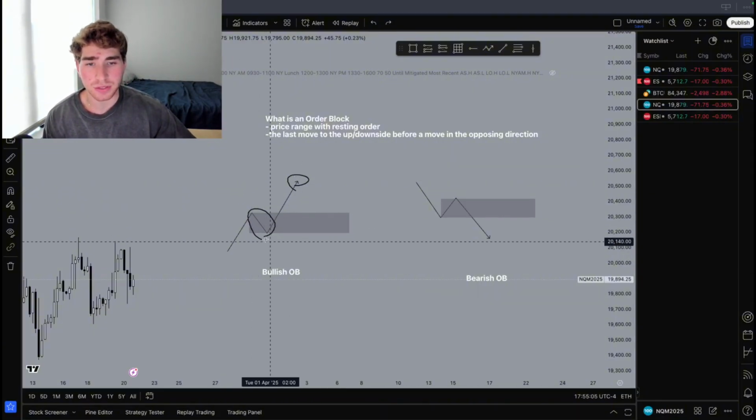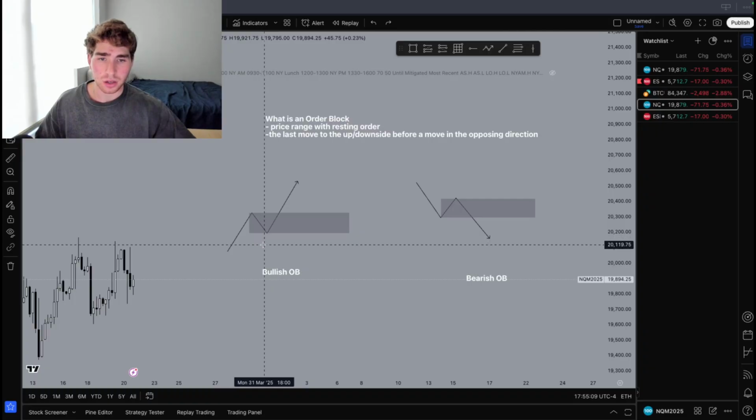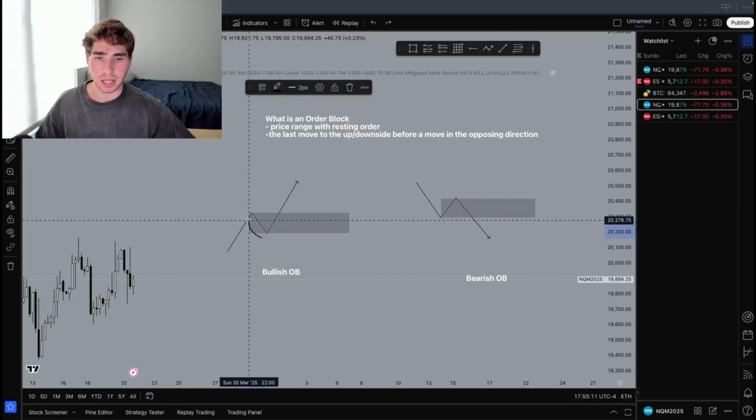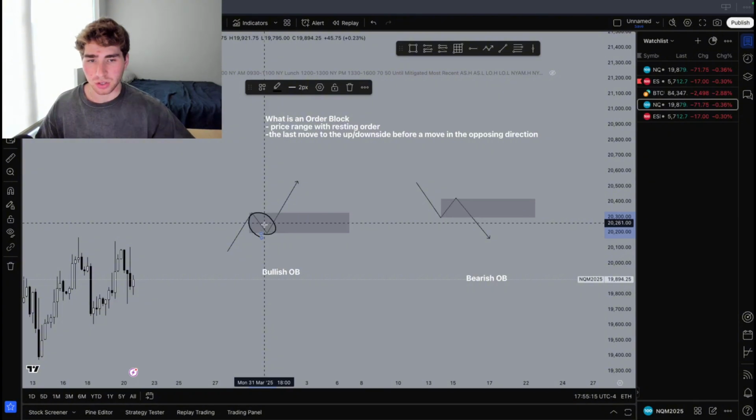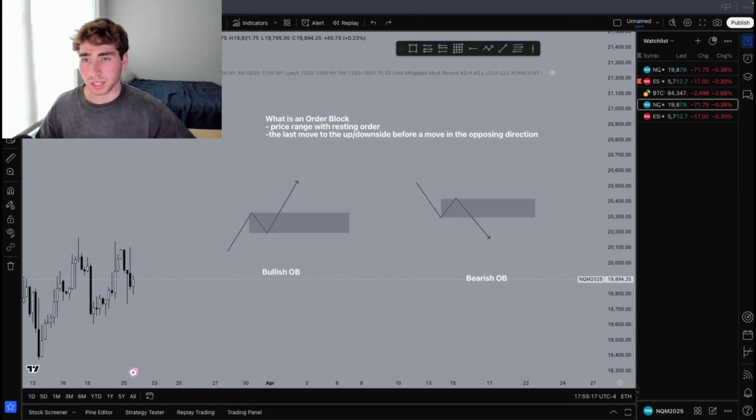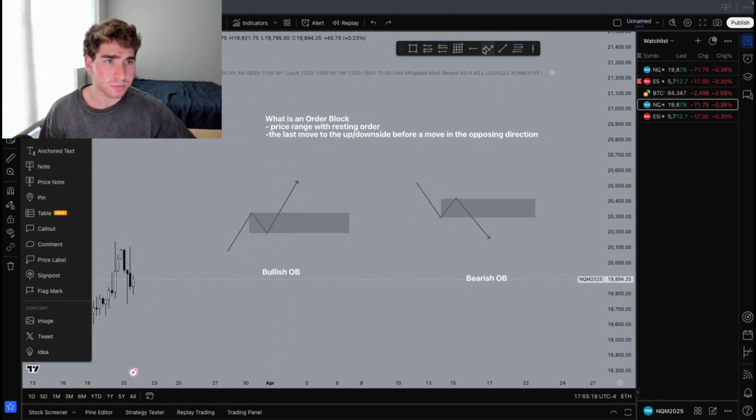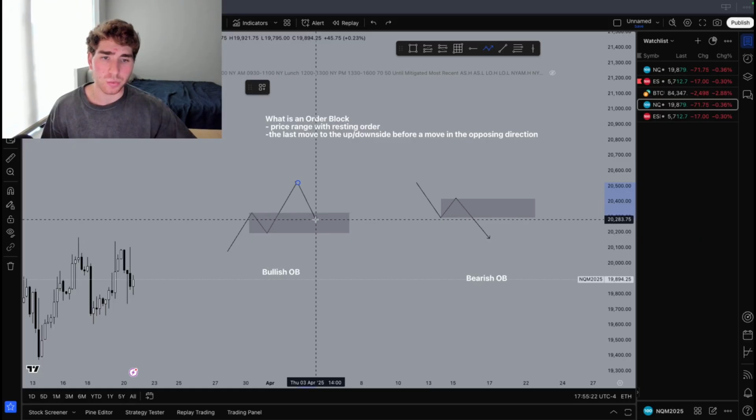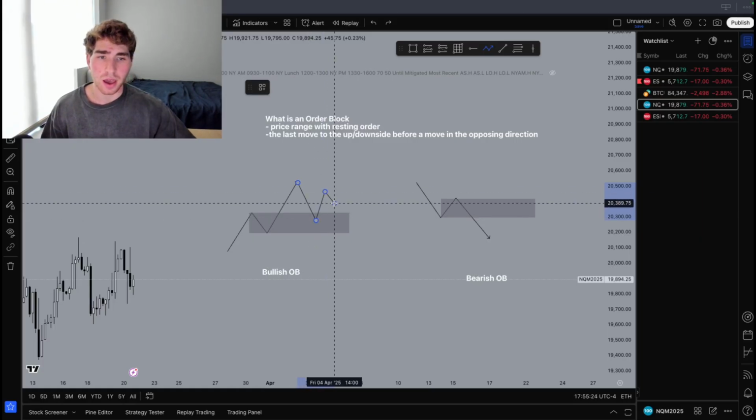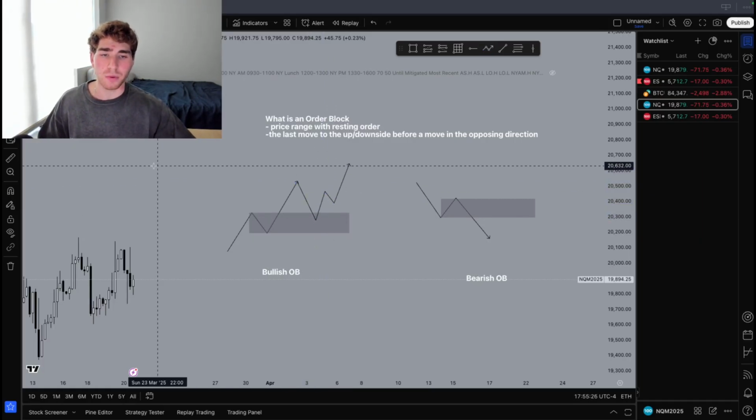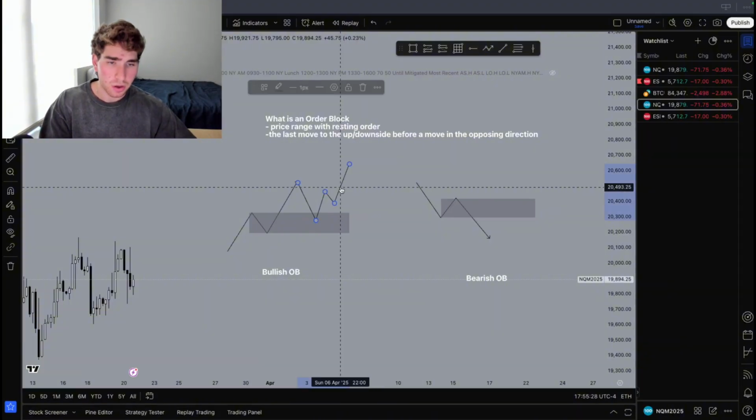The last move to the downside is going to be an order block. There's going to be a lot of orders resting in this range, because this is the last move to the downside. A lot of buyers are going to want to buy when price retests this zone. So what we can expect price to do is come back down, retest this area, and then give us a nice reaction to the upside before we take out more levels of buy-side liquidity, right?